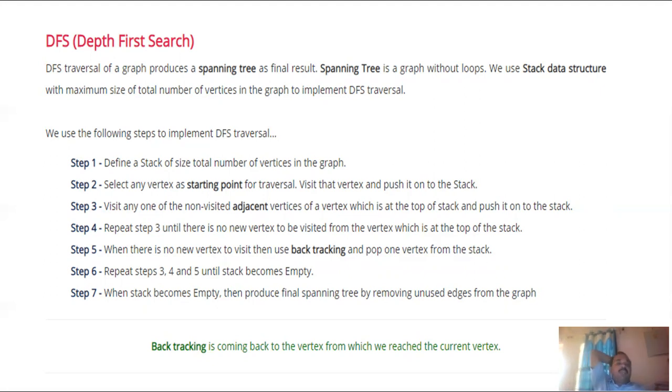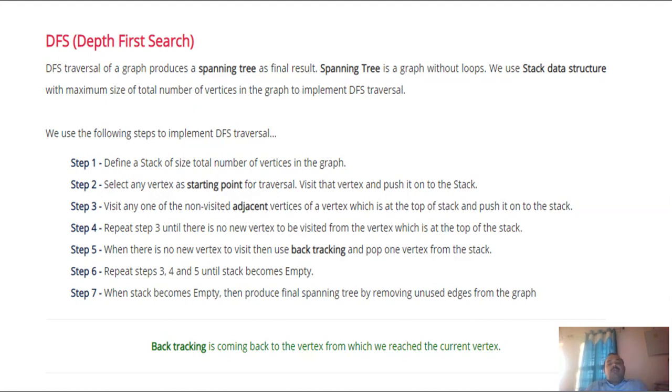Step 4, repeat step 3 until no new vertex is identified. Okay, no new vertex is to be visited from the vertex which is at the top of the stack. Clear? When there is no new vertex to visit, then use backtracking and pop one vertex from the stack.